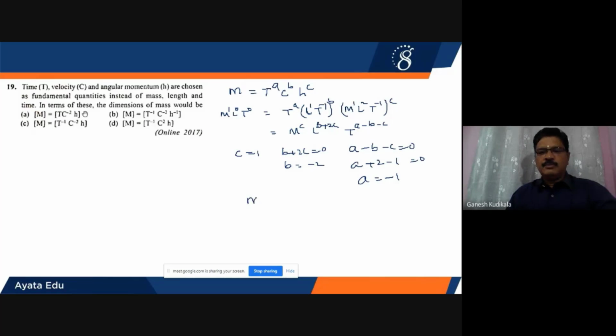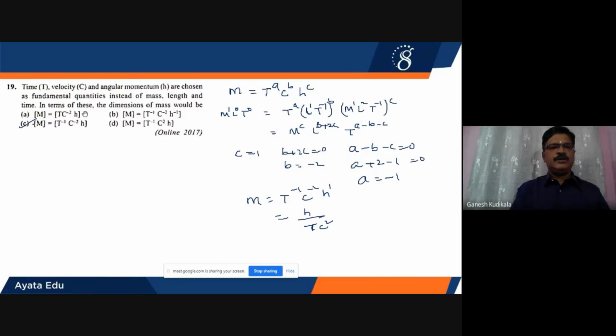So your mass will now be replaced as t to the power of minus 1, c to the power of minus 2 and h to the power of c. C is 1. So therefore this value will be equal to h by t c square, or t to the power of minus 1, c to the power of minus 2, h to the power of 1. Therefore the option should be C.